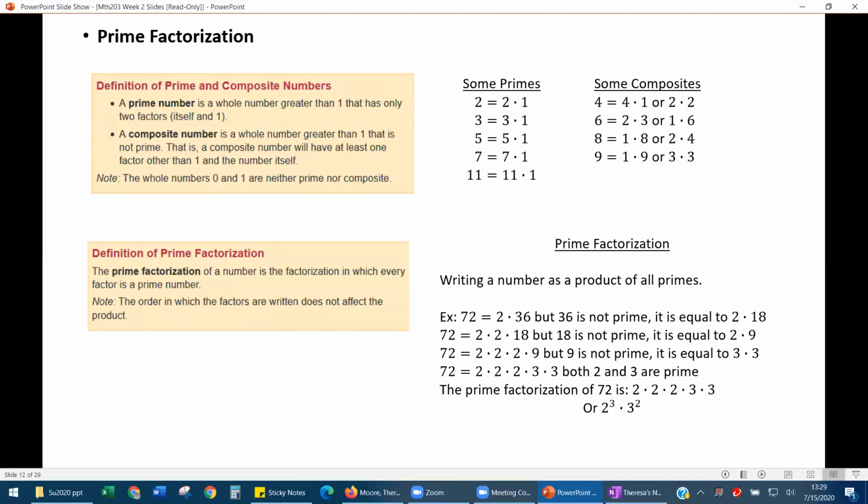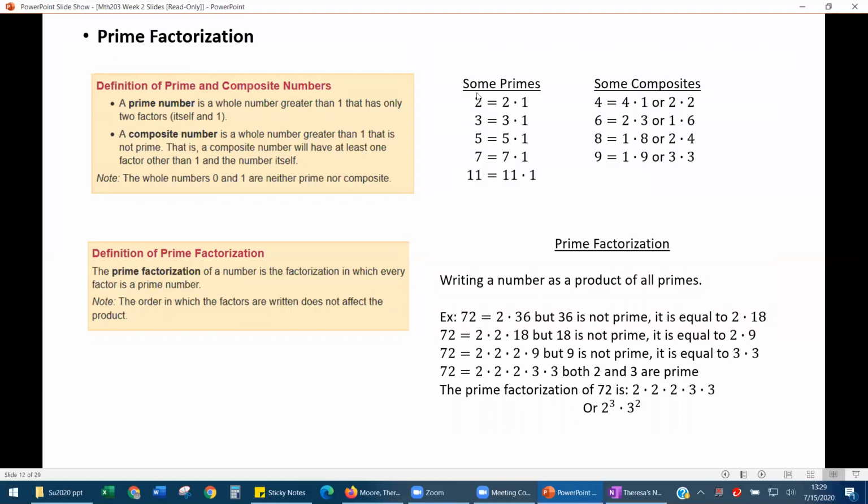Okay, so prime factorization. Writing the factors of a number is just writing the number as its factors. Prime factorization is a little bit different. We want to write the number as a multiplication problem, but multiplying all prime numbers. So if you remember what a prime number is, a number whose only factors are 1 and itself.